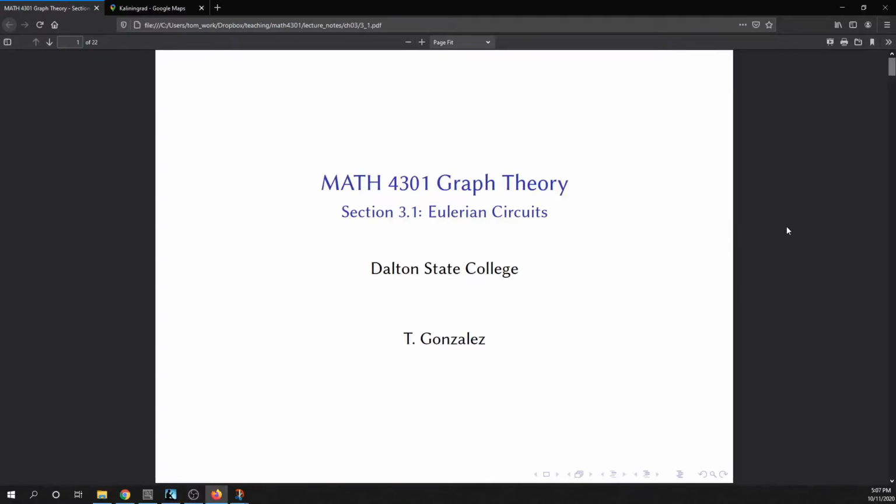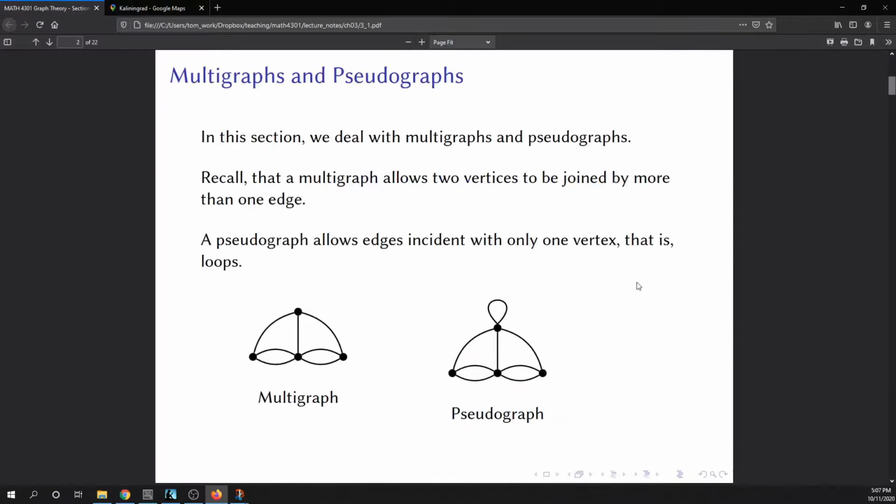All right, in this video, we are going to talk about section 3.1 on Eulerian graphs. First off, in this section, we're going to deal with multigraphs and pseudographs. And remember, the terminology is non-standard depending on what source you're looking at. So I am going with the terminology that's in our book.